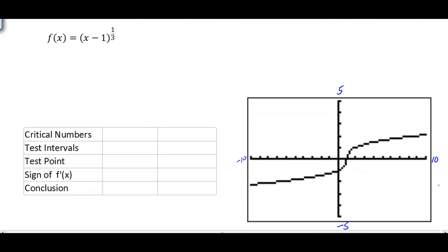Okay, we have one more example to look at. And again, we want to use our first derivative test to identify our relative max and relative min. So the first step is we need to find the derivative. And you'll notice here, x minus 1 to the 1/3 power. We're going to have to use the chain rule.